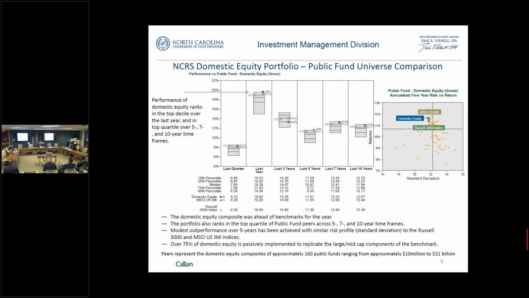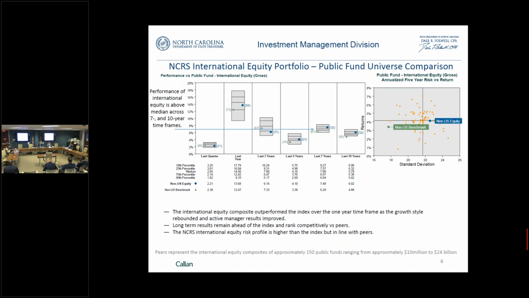Looking now at our public fund universe comparison, our domestic equity portfolio ranks in the top decile for the 1 year ending June 30, and it still retains a top quartile rank performance relative to our public fund peers over the longer periods of time. But we're still trailing on that 3 year, and that is because of the underperformance of the 2020 COVID period. Next slide.